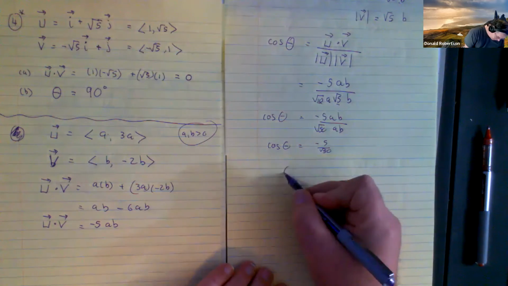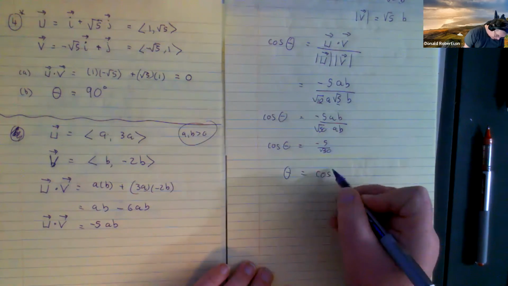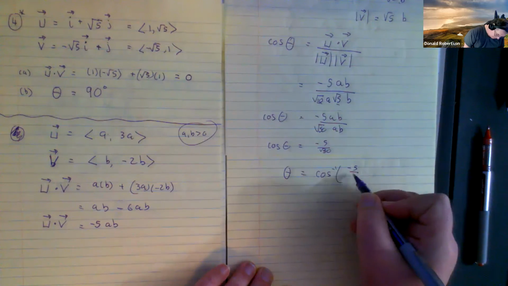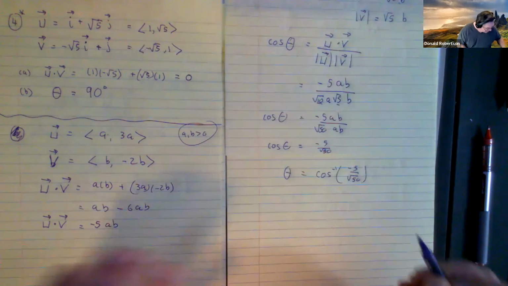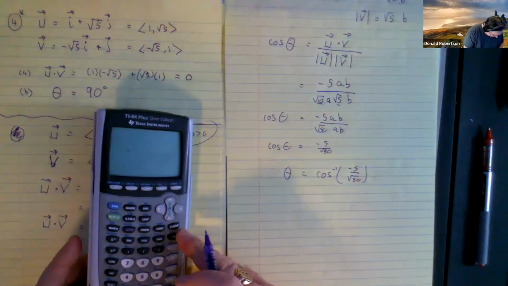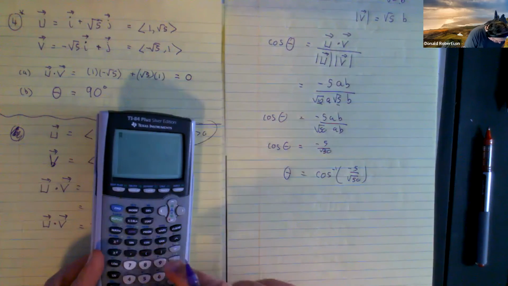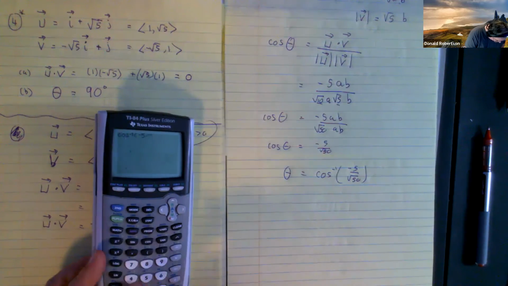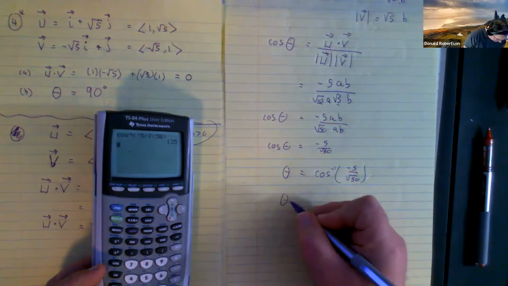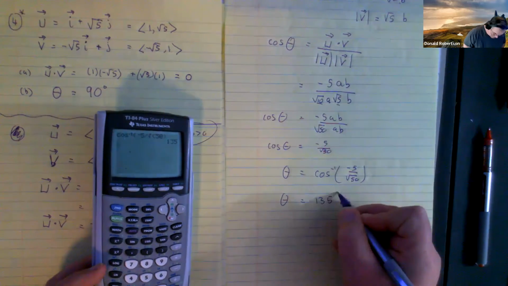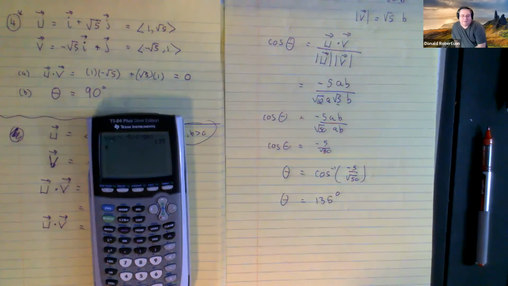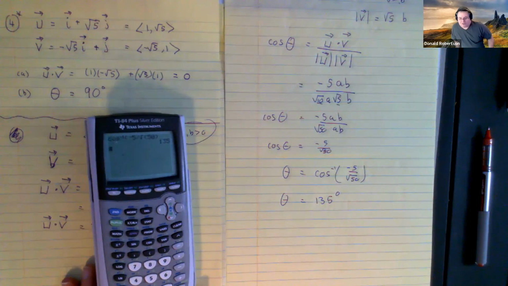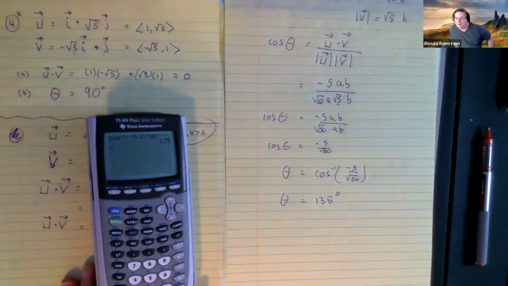Which means then that shouldn't I be able to find the angle between them? On our calculator then, the inverse cosine of negative 5 divided by the square root of 50, and I get, wow. I wasn't expecting such a nice answer. I knew I could get an angle, but I wasn't expecting a perfect 135 degrees.